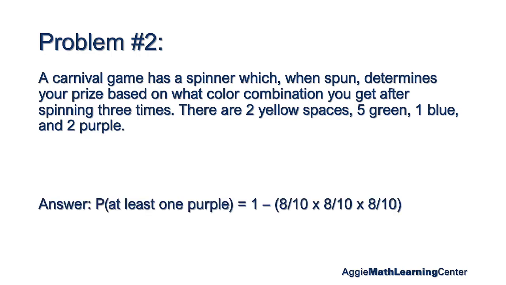Answer. Probability of at least one purple is equal to 1 minus 8 over 10 times 8 over 10 times 8 over 10. Since the opposite of at least one purple is no purple, we must exclude the chance of spinning no purple in order to find our answer. Unlike the previous problems, since spinning the wheel means the outcomes of each spin are independent from each other, we use the independent multiplication rule here, and therefore do not change our numerators or denominators.